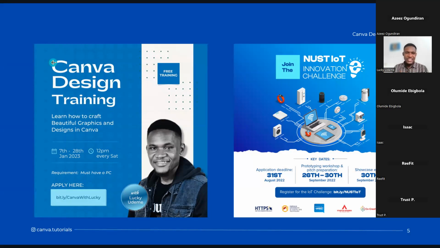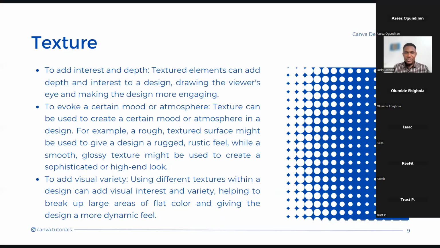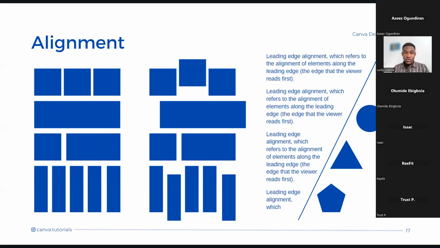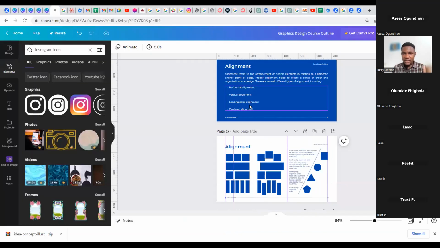Okay. So let me go back to it again. Follow me and see. So I said there are four: there's horizontal alignment, there's vertical alignment, there's leading edge alignment, there's center alignment. Okay. Now look at this.